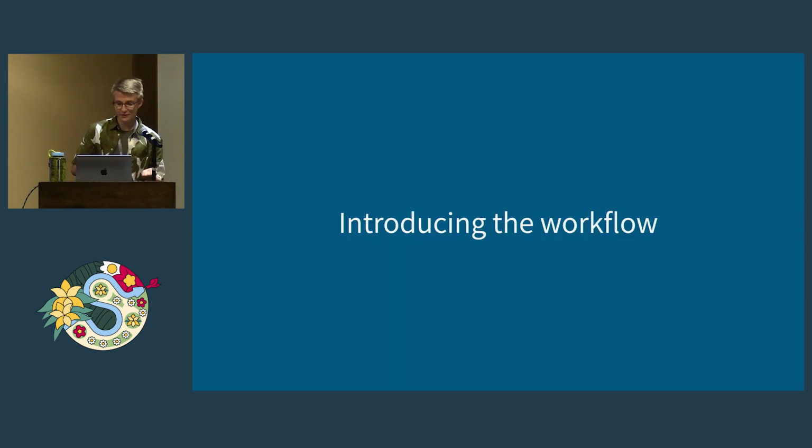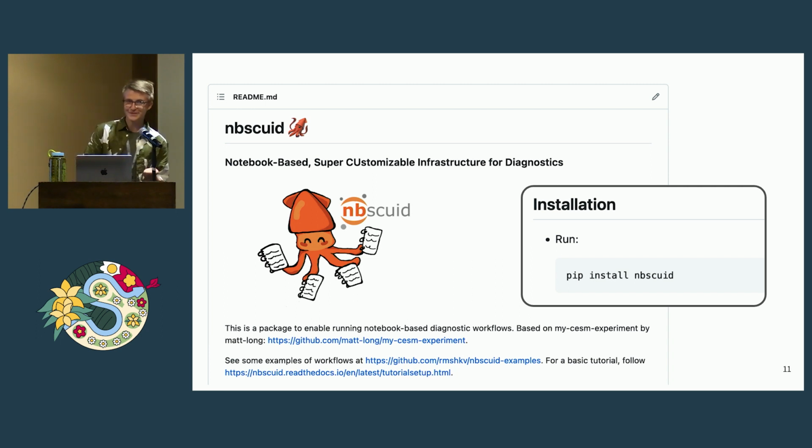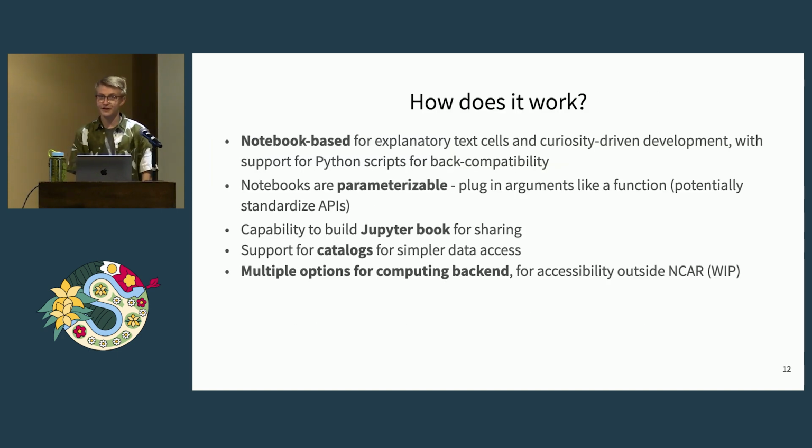So what does the workflow look like? Well, it's called NB-SQUID, which stands for Notebook-Based Super Customizable Infrastructure for Diagnostics. This is basically just the little infrastructure package that I've been working on to support this workflow for folks at NCAR. So how does it work? It relies primarily on notebooks, as I've been alluding to. Notebooks make it really easy to have explanatory text cells so that it's not just data, and also support curiosity-driven development, so you can try different things and see what you've done in the past. And we also want to support Python scripts, so things are back compatible.